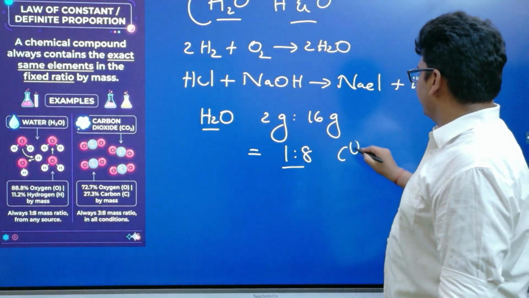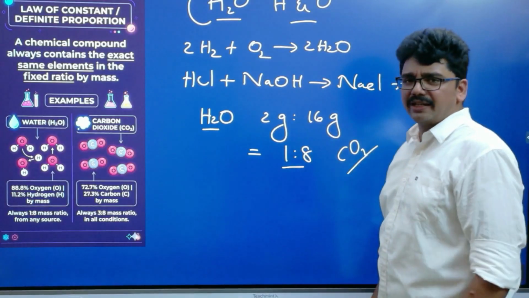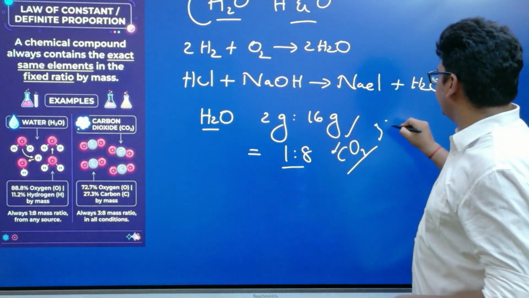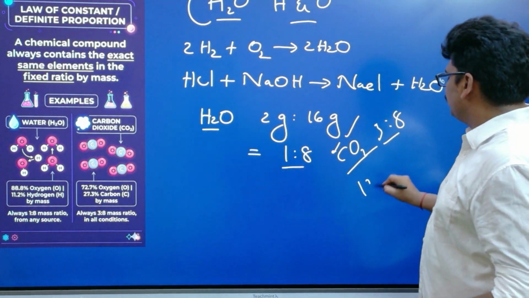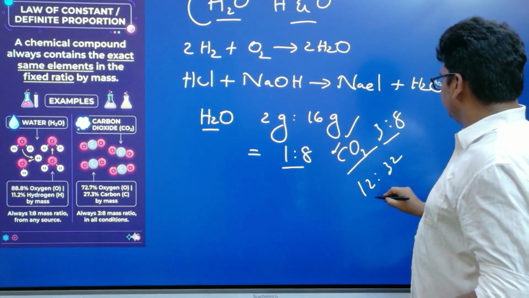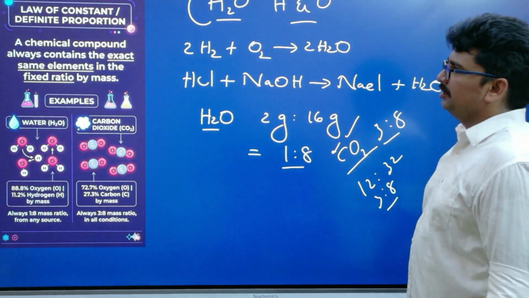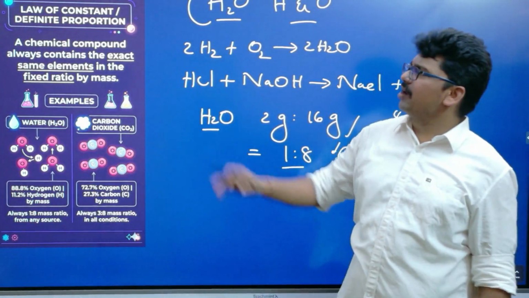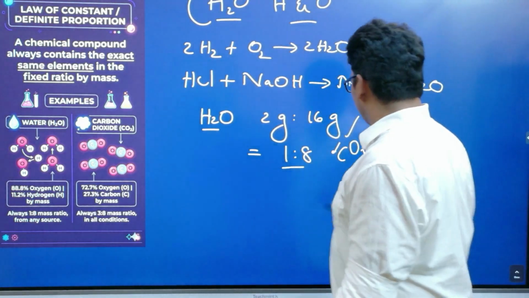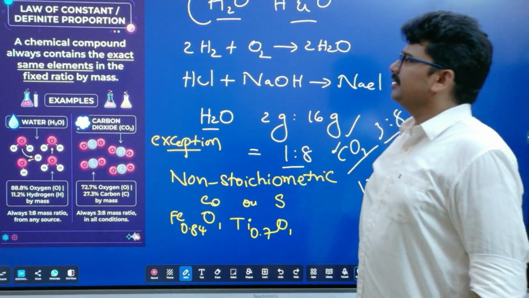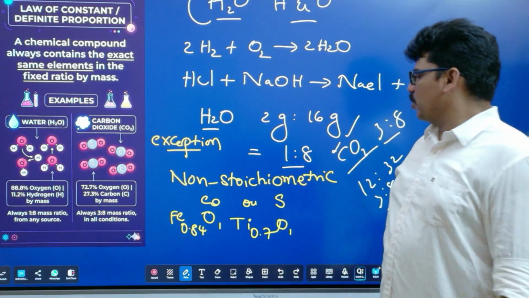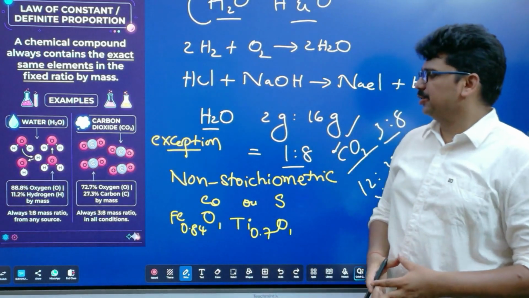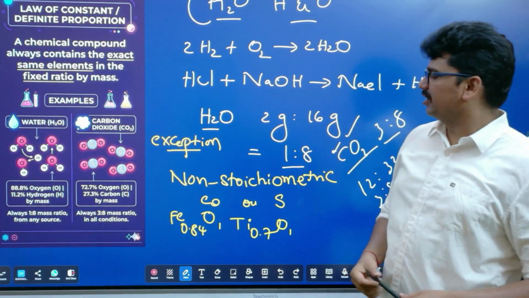Suppose carbon dioxide, take carbon dioxide. Any method you take for the preparation of carbon dioxide, that carbon dioxide contains carbon and oxygen and the mass ratio is fixed, that is 3:8. Carbon mass is 12 grams, oxygen mass is 32 grams, so 3:8 ratio. So this is the law of constant or definite proportion. There is an exception for the law of constant proportion, that is non-stoichiometric compounds. So the exception for the law of constant or definite proportion is what? Non-stoichiometric compounds. These non-stoichiometric compounds don't follow any fixed ratio. So that is why it is an exception for this constant proportion.